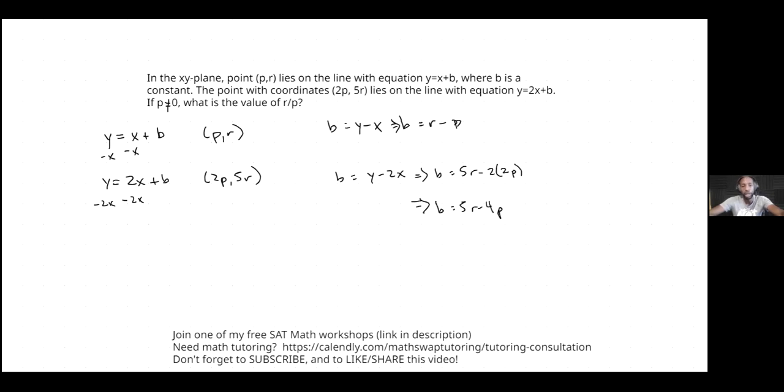Now, if this is B and this is B, these are the same thing. So that means that this must be equal to this. Keep in mind, I'm trying to find what r over p is. Okay, so let's see what happens here. So r minus p should be equal to 5r minus 4p. You see? All right, so what I'm going to do is move 5r to this side, and then move p to this side. So negative 4r is equal to negative 4p plus p, which is minus 3p.